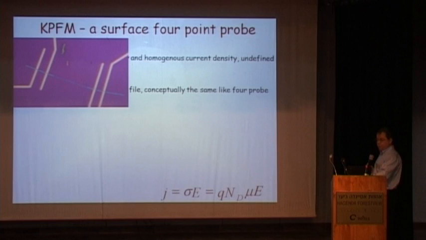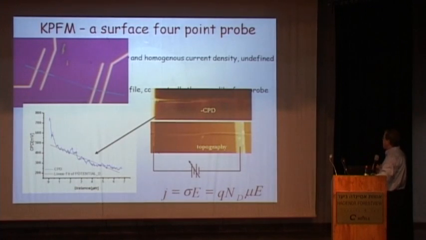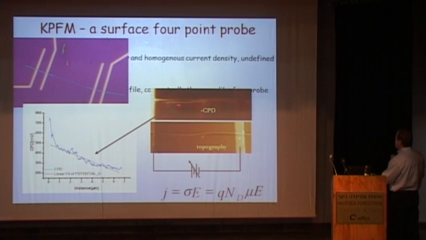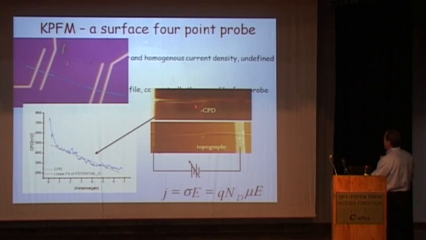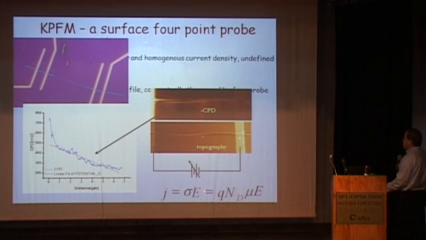If you use Kelvin probe, you can do it only with 2 contacts. What you see here is the topography of a typical nanowire, and this is the potential measurement using the Kelvin probe. And if I look along this line, this is the scan of the potential. And from the potential profile, you can get the electric field.